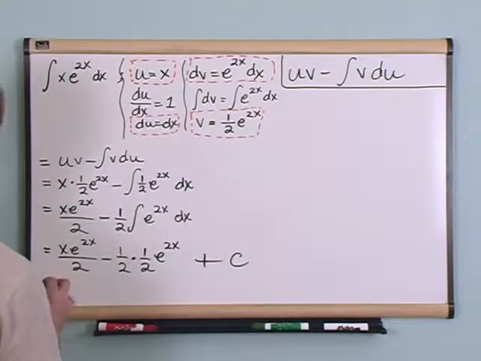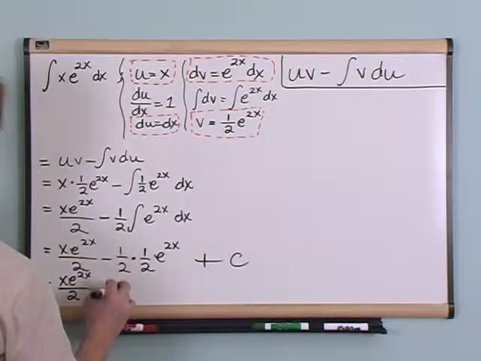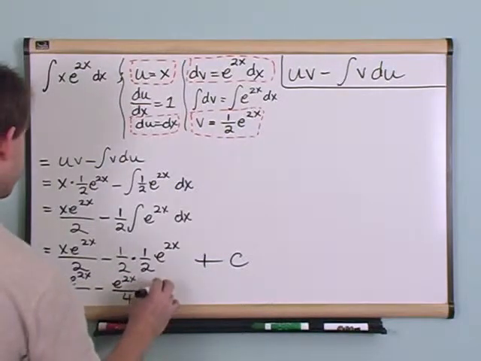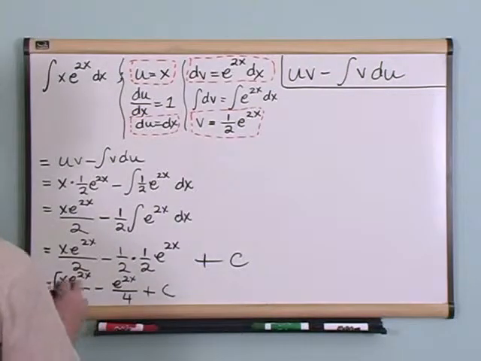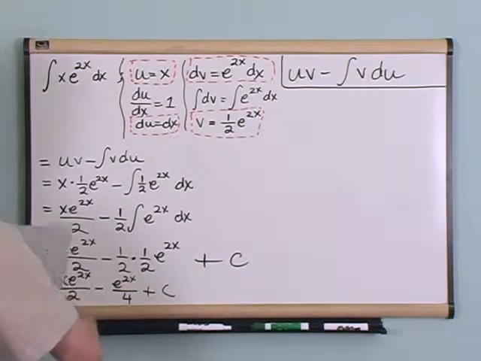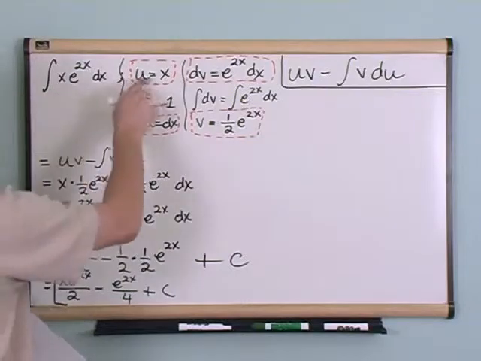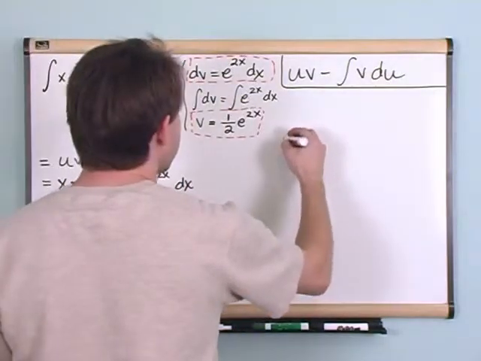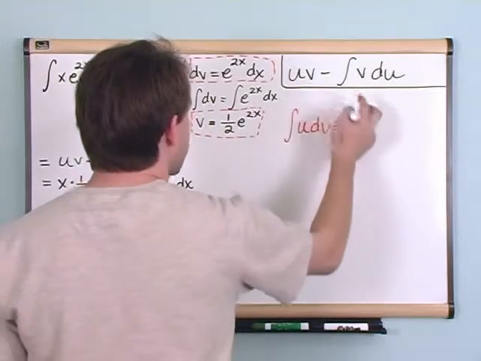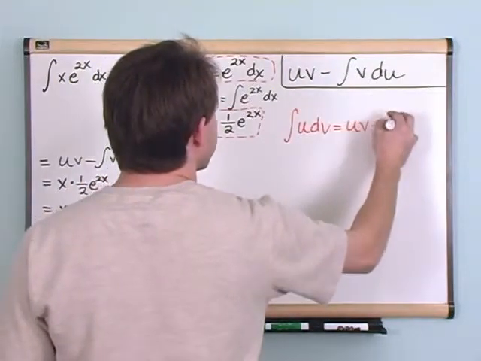So in the end, the answer to the problem is x e to the 2x over 2 minus e to the 2x over 4 plus a constant. Now I want to back up and I want you to let this soak in. What you're trying to do is define in an integral a u and a dv, and write an integral as u dv. The answer I've given you right here is uv minus the integral of v du.